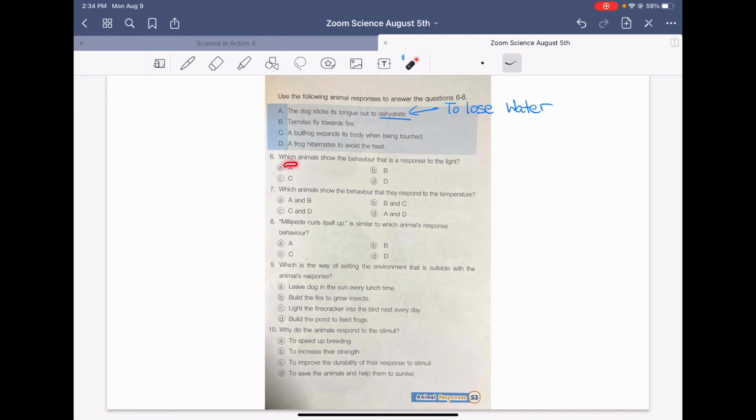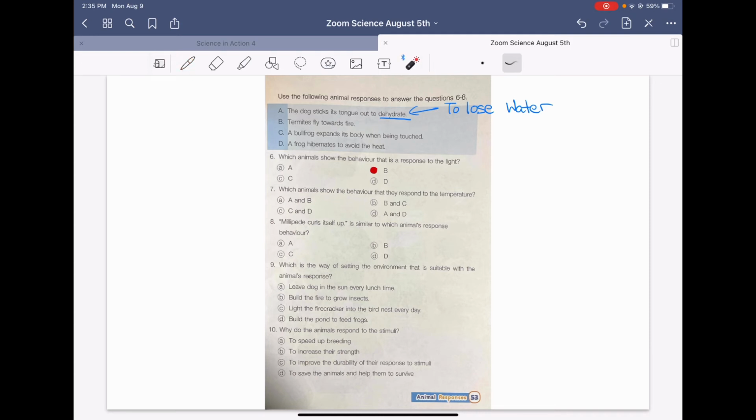So, which animals show the behavior that is a response to light? Which one talks about light? Which is the only one that has light? Termites fly towards fire. Fire is light. So B is the only choice about fire.